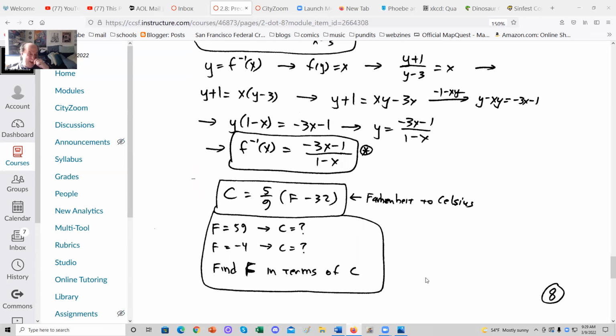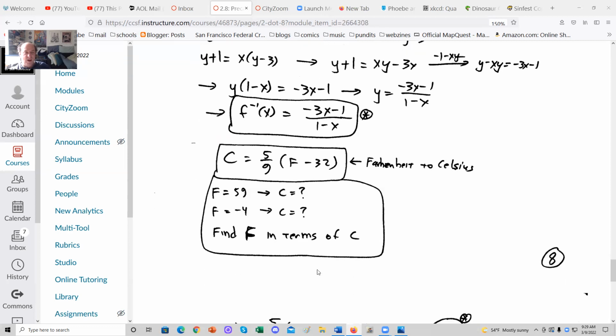Here is a formula to convert Fahrenheit to Celsius. Degrees Fahrenheit to degrees Celsius: degrees Celsius is 5/9 of (F minus 32). So, what's the Celsius degree when F is 59, a little bit below room temperature? What's the Celsius degree when F is -4, below freezing? And finally, find F in terms of C. This gives you C in terms of F.